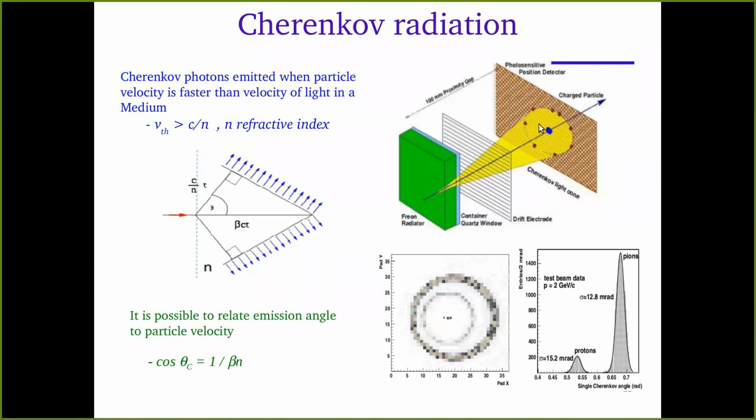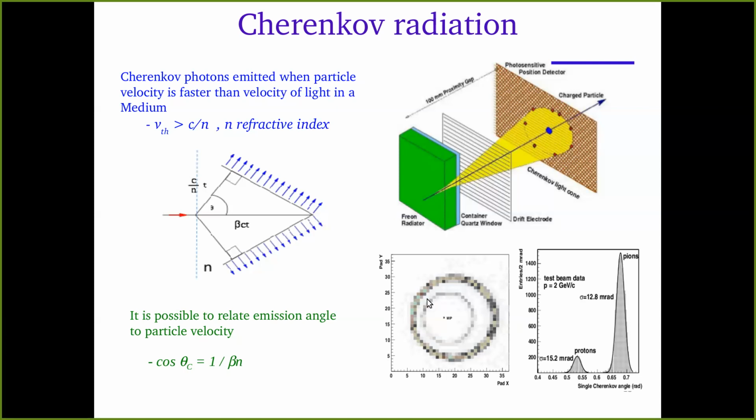Sorry, I think I said the opposite. If your beta value is small, then your Cherenkov angle will be small, and if the beta value is large, your Cherenkov angle will be large.